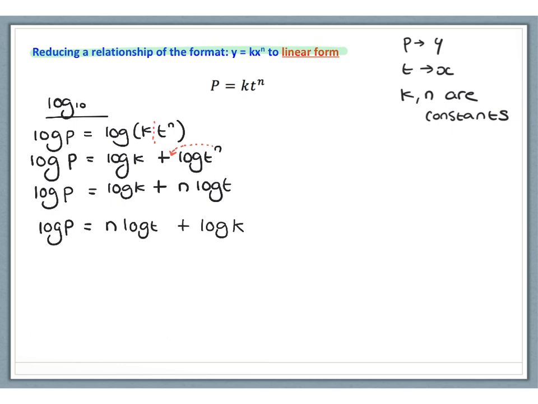Now, you may start to realise that this has the format of a straight line. It has the form of y equals mx plus c. Let's match things up. So log p matches up with y. Remember, p is a variable which was originally represented on the y-axis. Log t matches up with x. N, which is something we're trying to find, matches up with m, and that leaves log of k, which matches up with the y-intercept, c.